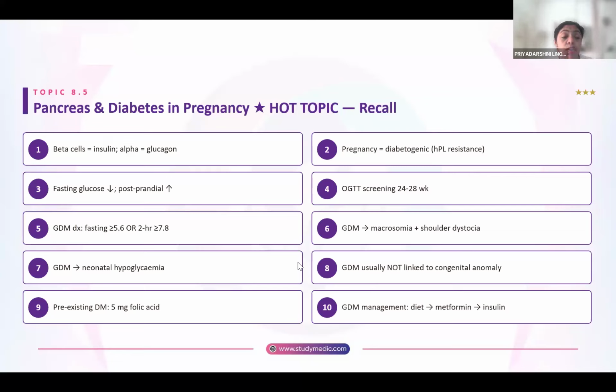GDM is generally not associated with congenital anomalies. GDM is most commonly associated with neonatal hypoglycemia. It is most commonly seen with macrosomia. These are the common things with GDM. Whereas congenital anomalies are generally linked with a case of overt diabetes. If a woman has already got diabetes, then the folic acid dose is going to be 5 milligrams. So these are some key points you need to remember about diabetes.